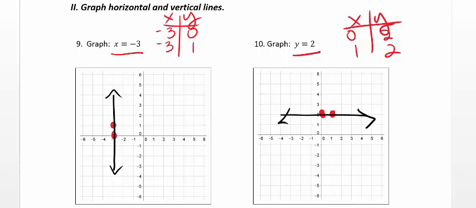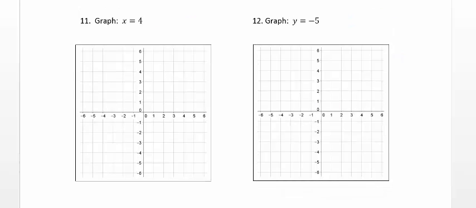When I connect the points, I see I have a horizontal line, and so anytime we have y equal to just a value or a constant, we're going to have a horizontal line. Here for numbers 11 and 12, go ahead and graph these on your own and then come back and check your answer.